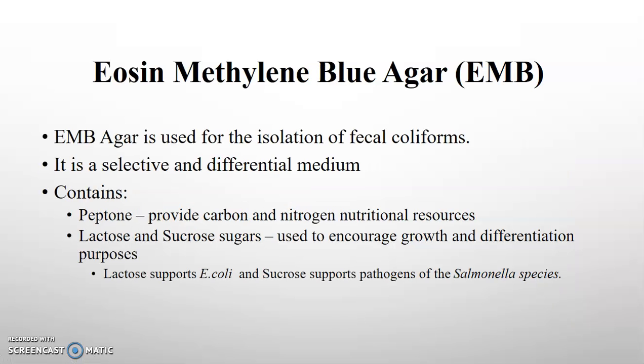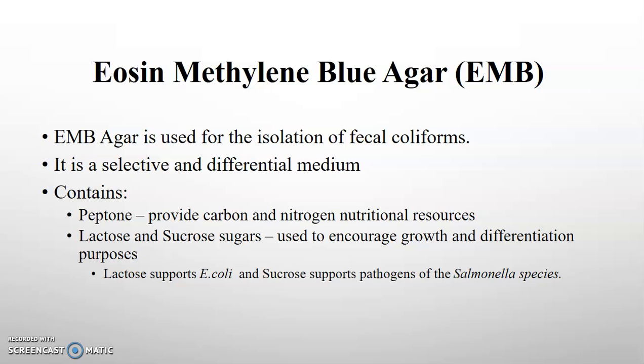So the next plate is the EMB plate, or eosin methylene blue. The EMB plate is used to isolate or grow fecal coliforms. Fecal coliforms are bacteria commonly found in feces like E. coli. This plate is selective and differential again. So it's selective because it only allows certain types of bacteria to grow, but differential because the bacteria that do grow will grow different colors based on how they interact with the media.